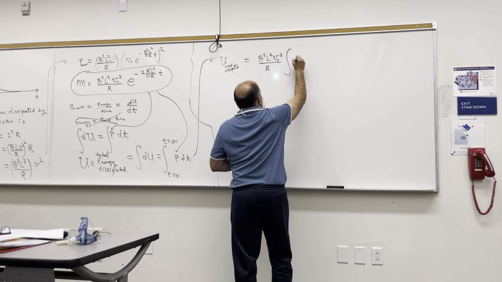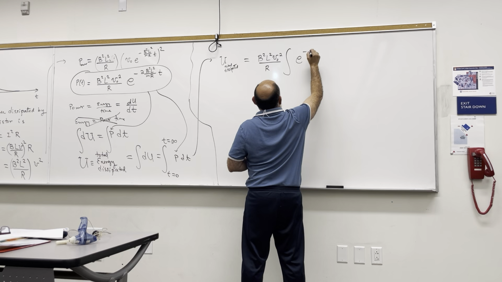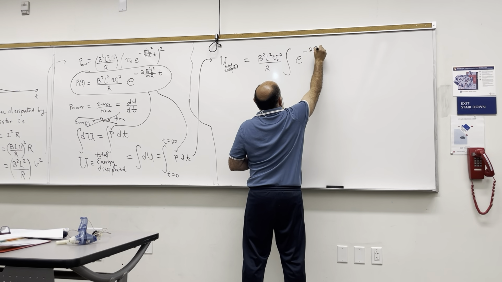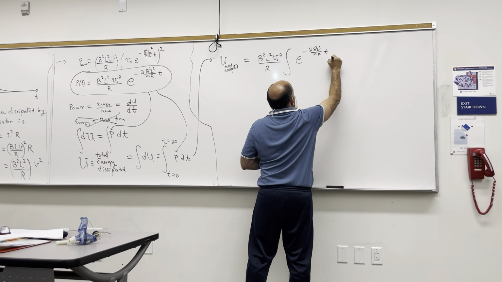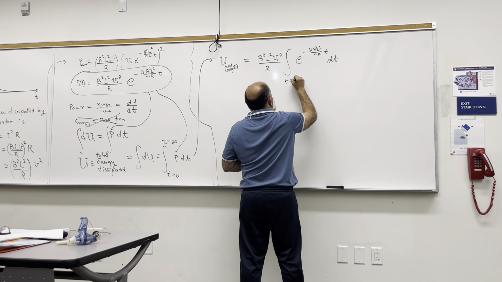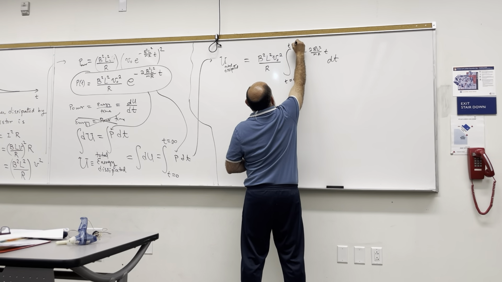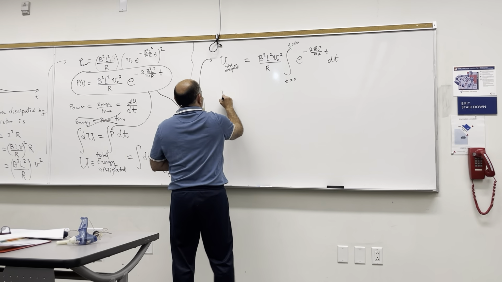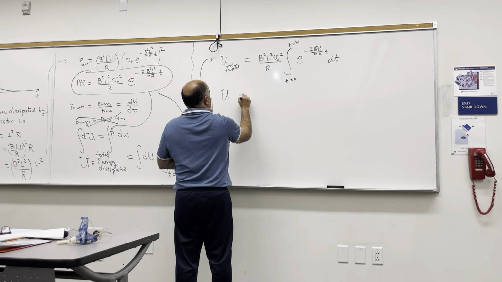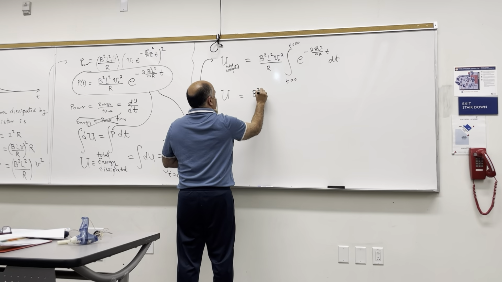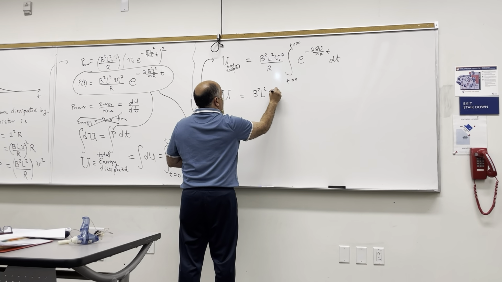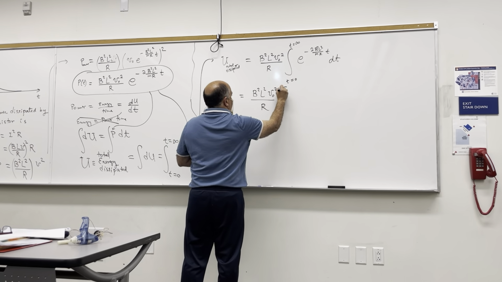Times the integral of e to the minus 2b squared L squared over mr t dt from t equals 0 to t equals infinity. All right, let's do this. This would be b squared L squared v naught squared over r. Now, what is this integral?